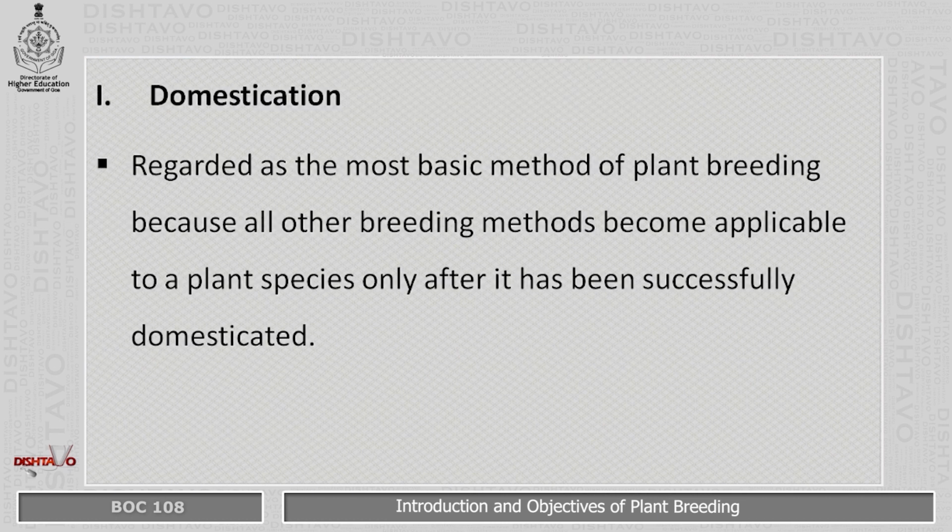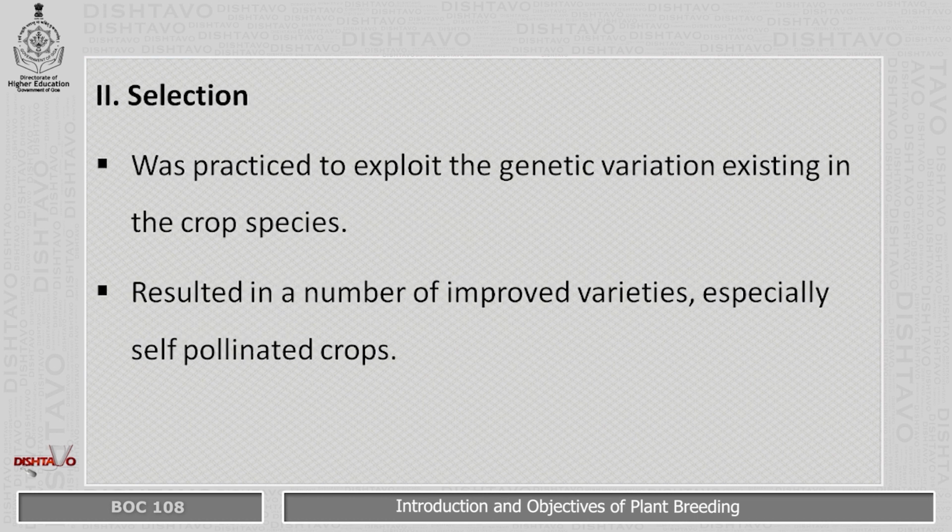Moving on to the first phase, which is domestication. This phase is regarded as the most basic method of plant breeding because all other breeding methods become applicable to a plant species only after it has been successfully domesticated. The second phase, which is selection, was practiced mainly to exploit the genetic variation that is existing in the crop species, which resulted in a number of improved varieties, especially self-pollinated crops.